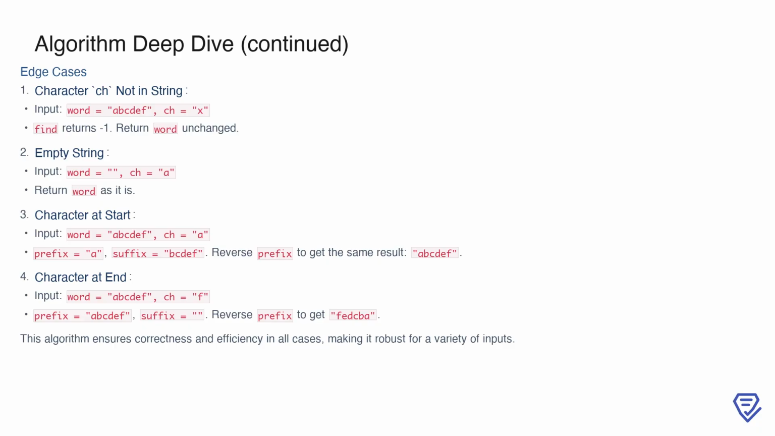Lastly, if the character is at the end of the string, such as word equals abcdf and ch equals f, the prefix includes the entire string. Reversing the prefix gives the entire string reversed, with an empty suffix. These scenarios highlight the robustness of the algorithm across different inputs.